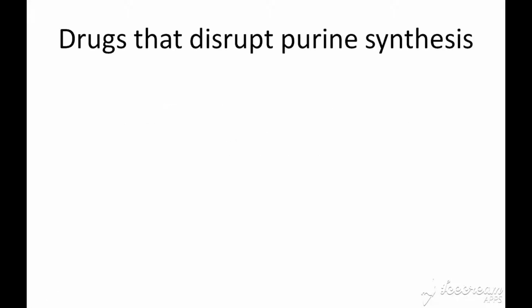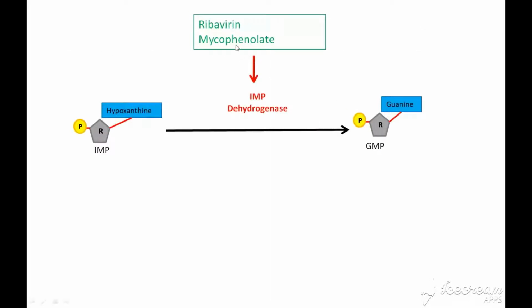So we're going to start by discussing drugs that disrupt the purine synthesis. We're going to talk about ribavirin and mycophenolate, azathioprine and 6-mercaptopurine, and finally allopurinol. So the first drug that we're going to discuss is going to be ribavirin and mycophenolate.